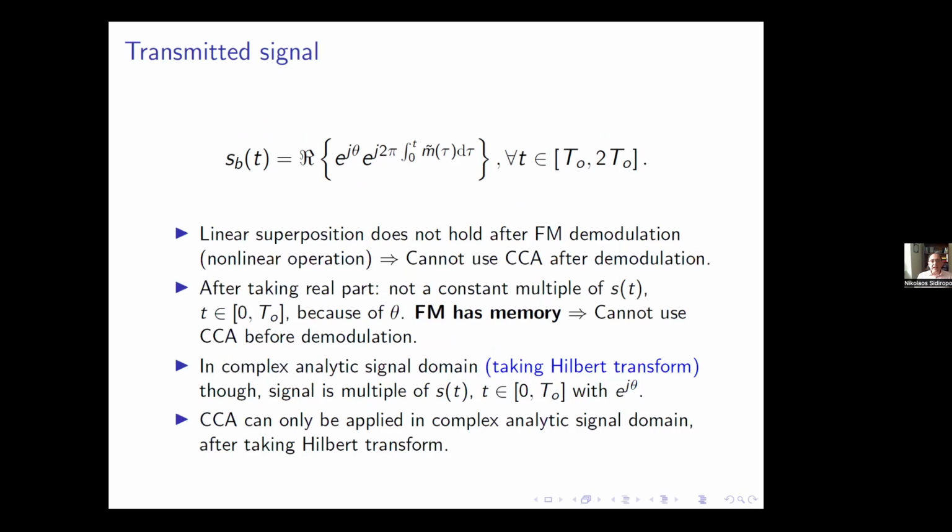So if you take a look at the baseband signal representation, the real part of this, a couple of important things to note. First of all, you cannot use canonical correlation analysis after demodulation. The reason is that you linearly add the primary and secondary signals before demodulation, but FM demodulation is a nonlinear operation. So after FM demodulation, you will not have superposition.